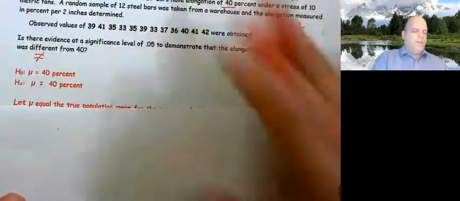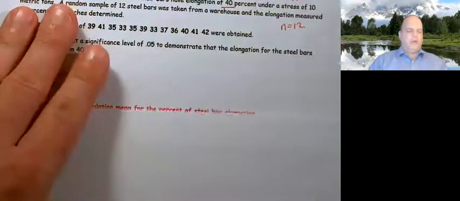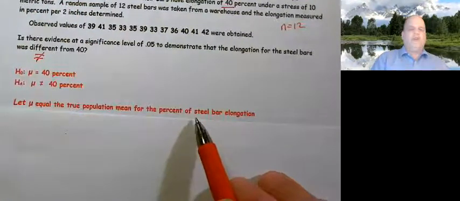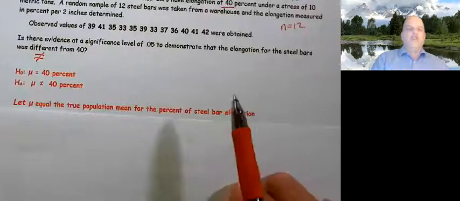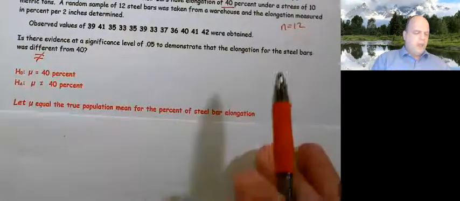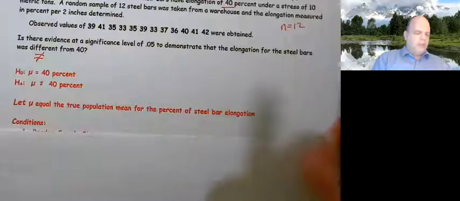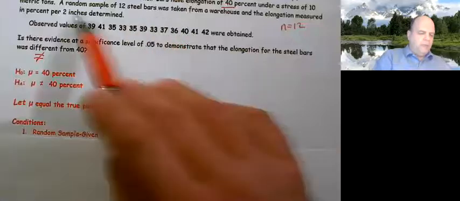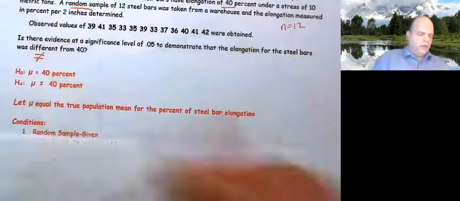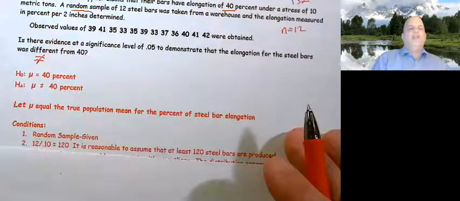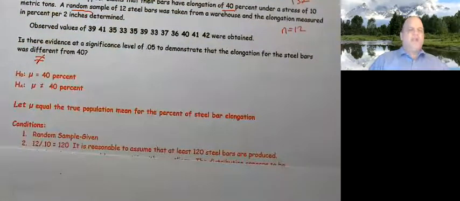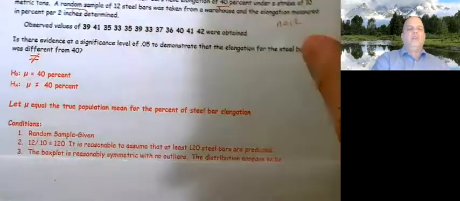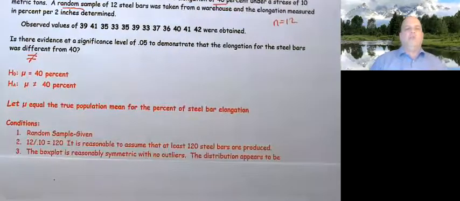We need to make sure we define our parameter. So let mu equal the true population mean for the percent of steel bar elongation. Conditions: random sample. A random sample was given. Thank you very much. We need to check to make sure that things are reasonably independent. So 12 divided by 0.10 is 120, and I'm just going to say that it's reasonable to assume that there are at least 120 bars.